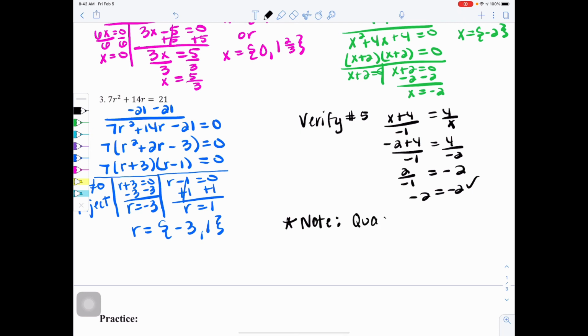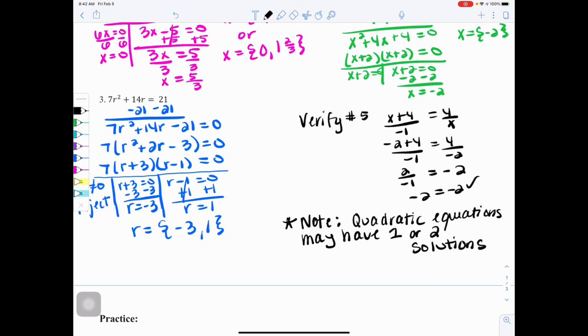So just a quick note on the very bottom of this. Quadratic equations may have 1 or 2 solutions. So as we were solving them, you could see sometimes we got 1, sometimes we got 2.